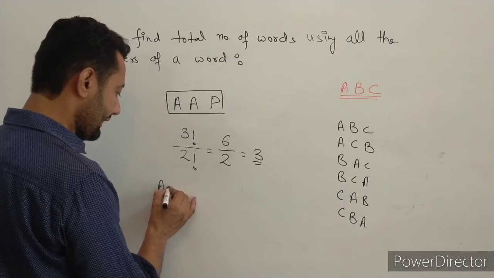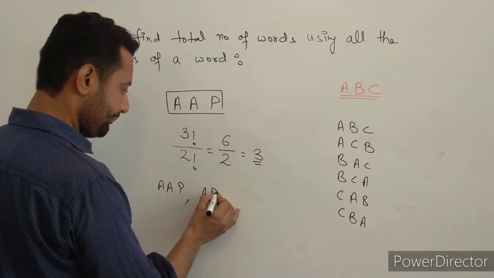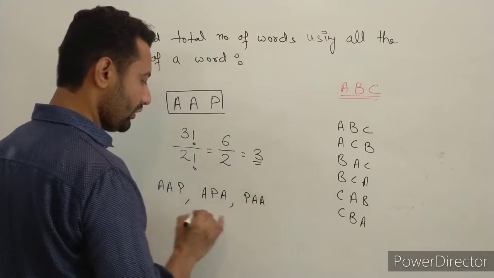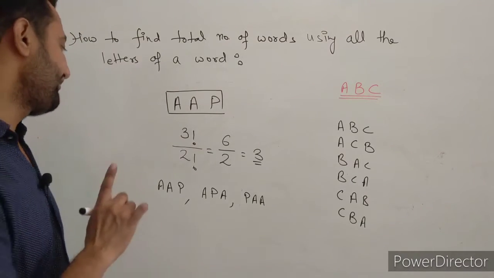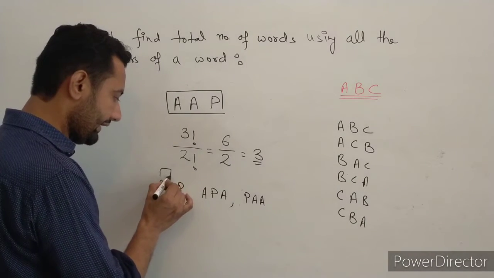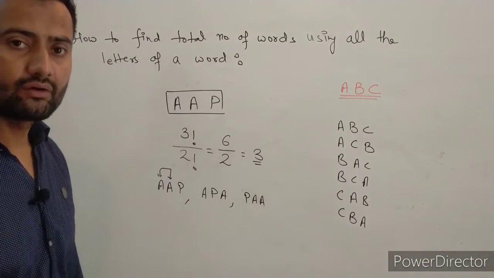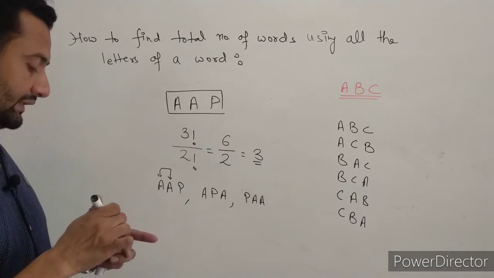Practically, AAP, APA, PAA. Only these 3 words will be made. If we exchange this A here and this A here, then the same word will be made. So it counts once.